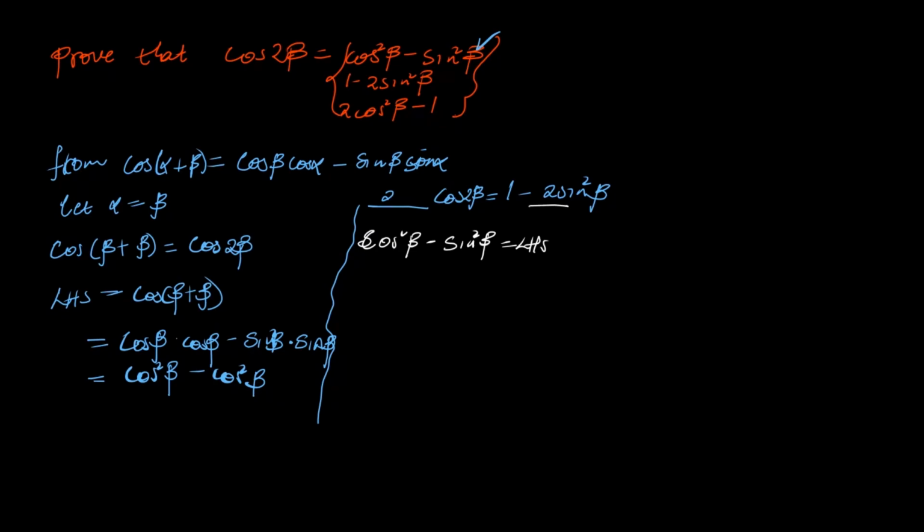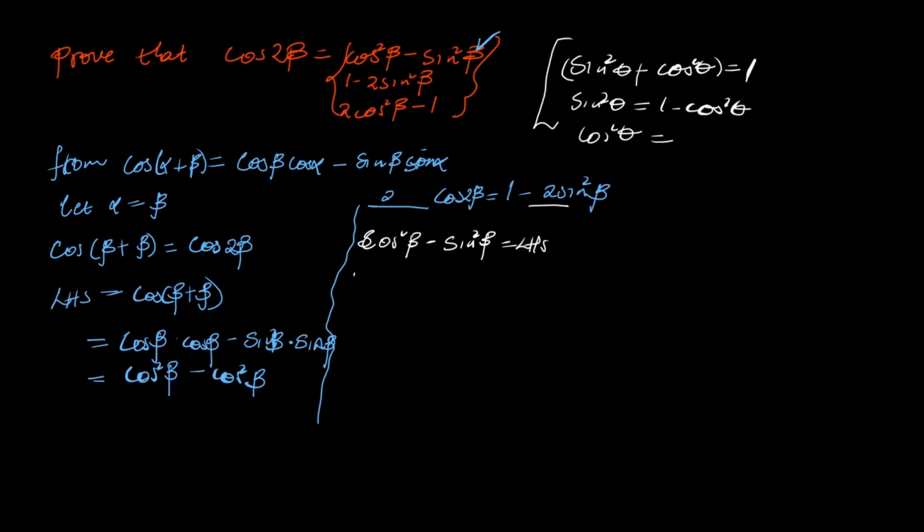So we are going to say from the square identity, we know that sine squared theta plus cos squared theta is equal to 1. And we also know that sine squared theta is equal to 1 minus cos squared theta, and also cos squared theta is equal to 1 minus sine squared theta.